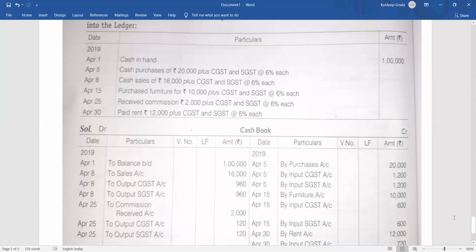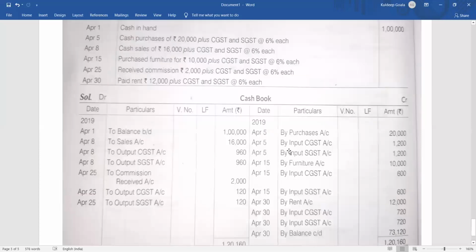Then again, what we can see here, paid rent 12,000 plus CGST and SGST of 6%. So paid rent, we are paying rent. That means what will be the journal entry? Rent account debit, input CGST account debit, input SGST account debit, to cash account. So it will be going in the cash credit side, right? Cash is credit. So in the cash credit side, what will you write? By rent 12,000. You can see the date is April 30. By rent 12,000.